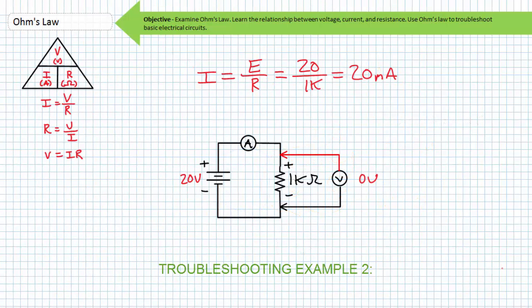Let's try another simple troubleshooting example. Let's say we're observing no voltage drop across a 1 kilo ohm resistor hooked to a 20 volt source. This time it really is 1 kilo ohm, because no way are you going to fall for that one again. What's the problem? Lay down the law.